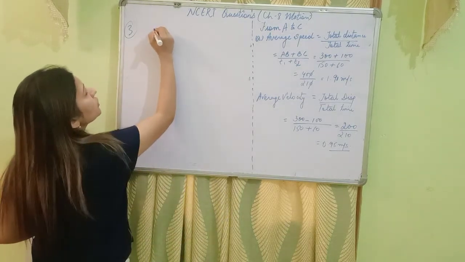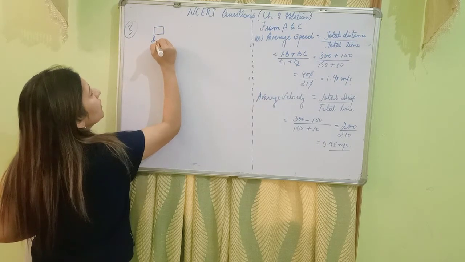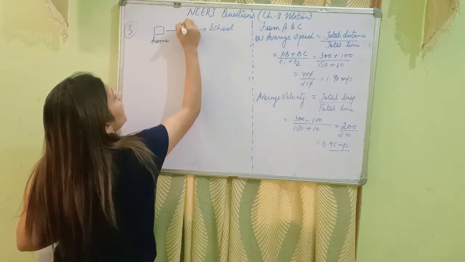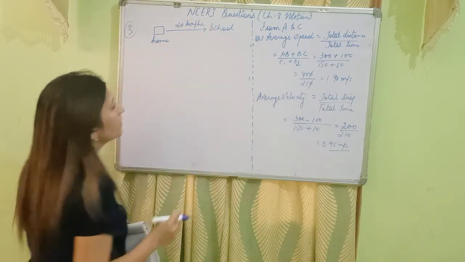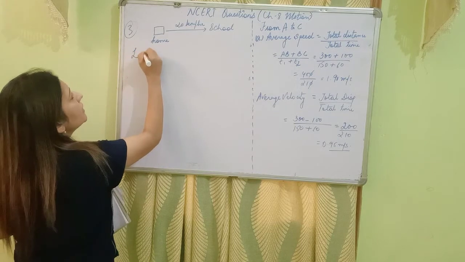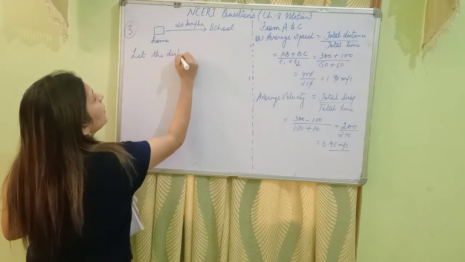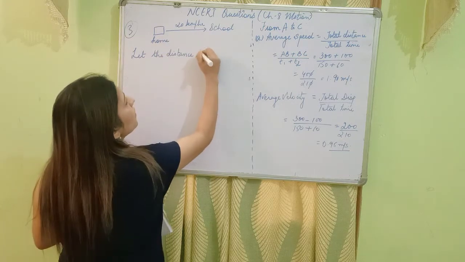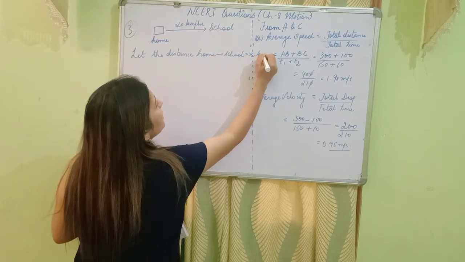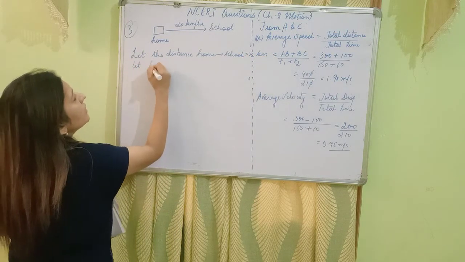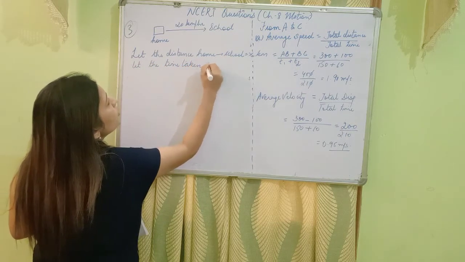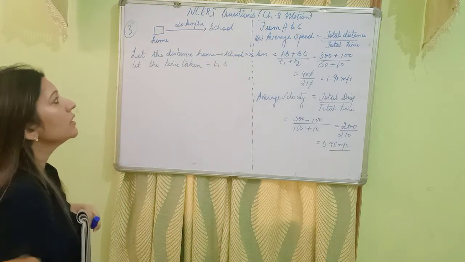Now Abdul is moving to school. Suppose this is his home. He moves to school and average speed is 20 kilometers per hour. Now nothing else is given, so we'll let the distance from home to school be x kilometers. Let the time taken going from home to school be t1.